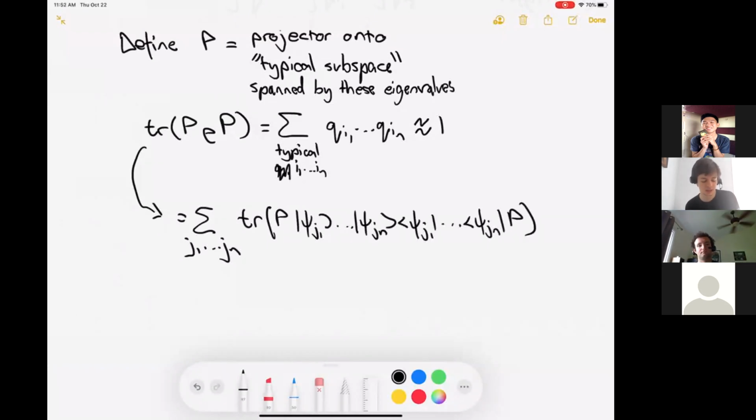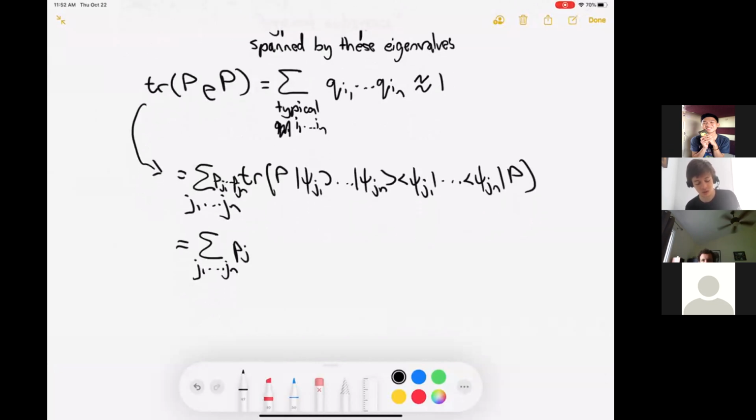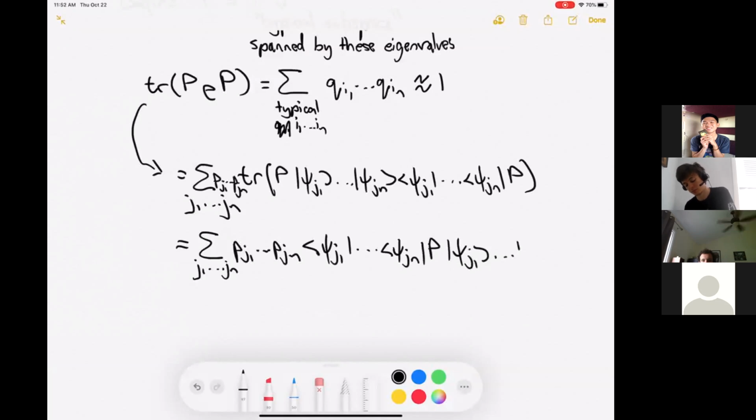Can then do this trace explicitly. It's just the sum over j1 to jn of, sorry, I should have had a p_j1 ... p_jn out the front here. I dropped that accidentally. So this is the probability of that state in the ensemble showing up, times the norm of the state psi_j1 ... psi_jn projected into this typical subspace.